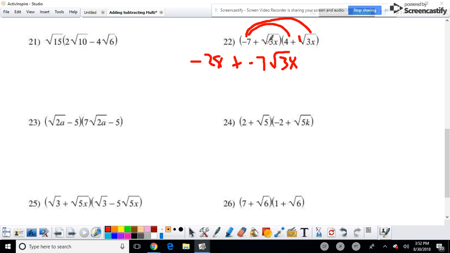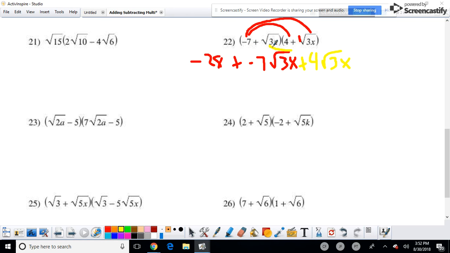And now we're going to do 3x. Let's come down here, multiply the other half. Negative radical 3x times 4. That gives me 4 radical 3x. And again, this is a plus sign in the middle because everything's addition.